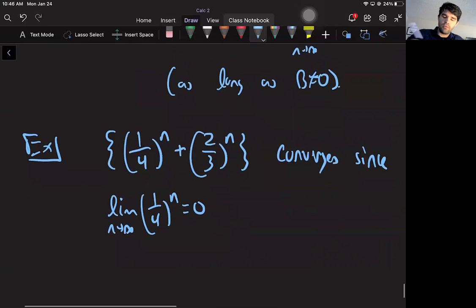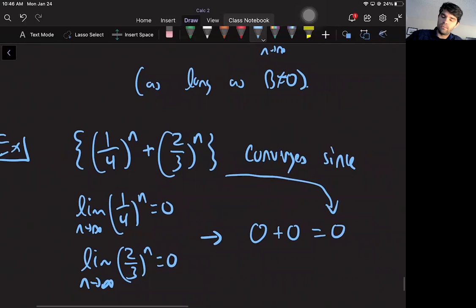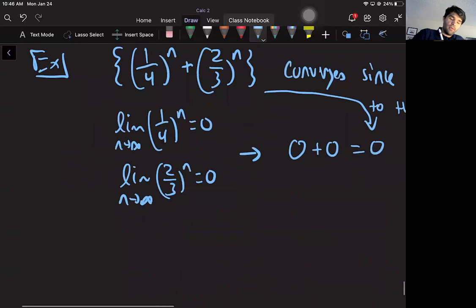This one goes to 0 from before, because it's like r to the n with r less than 1. This one goes to 0 for the same exact reason. So I can just add the limits together and say that that's what this converges to. Okay, that's the addition property.